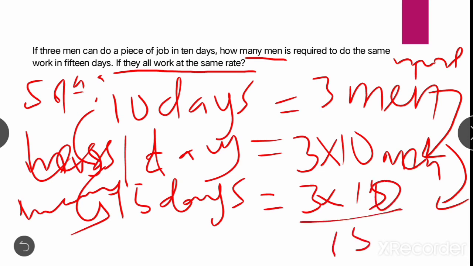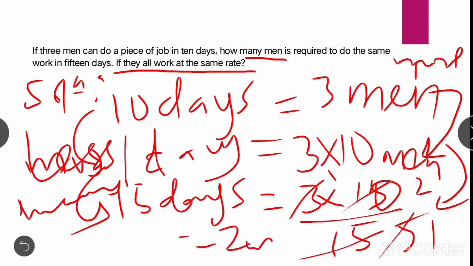Over 15. Now you ask, why don't we multiply it? Sometimes they give you questions that the value will be so big, but it's better you leave it this way, so you can just reduce it to fraction in lowest term. 3 here 1, 3 here 5, 5 here 1, 5 here 2. So we have what? We need 2 men to do the same job in 15 days.